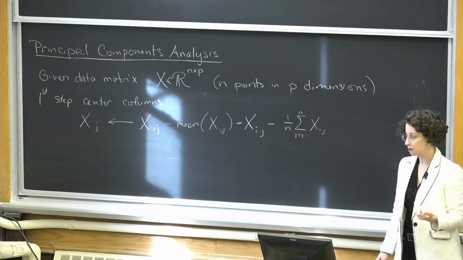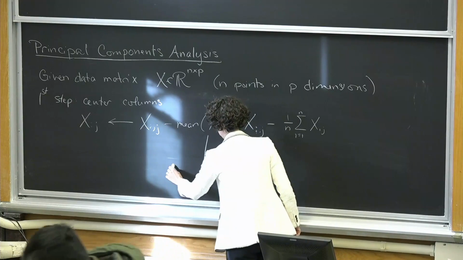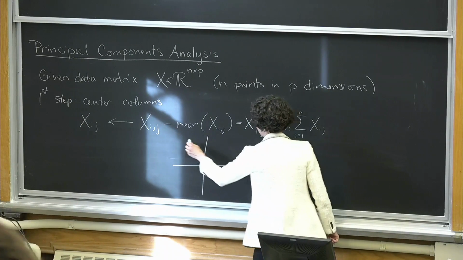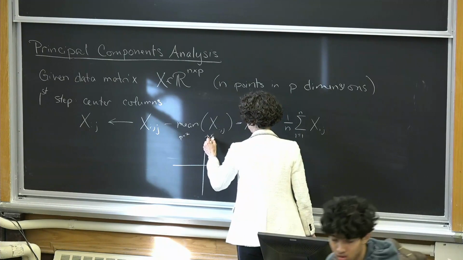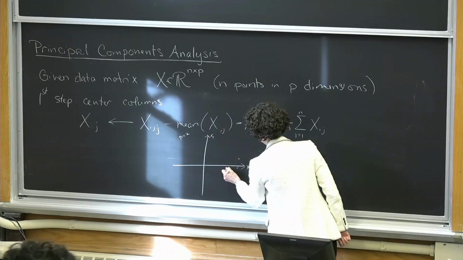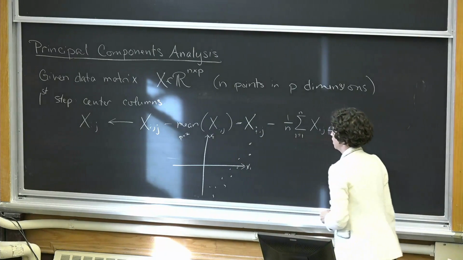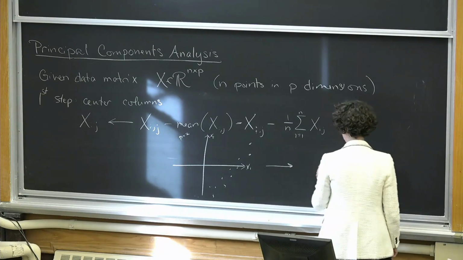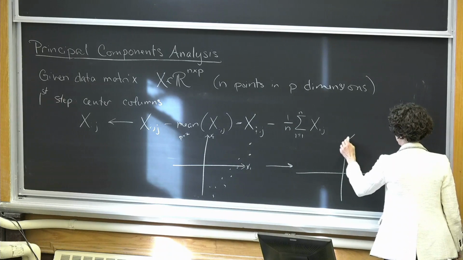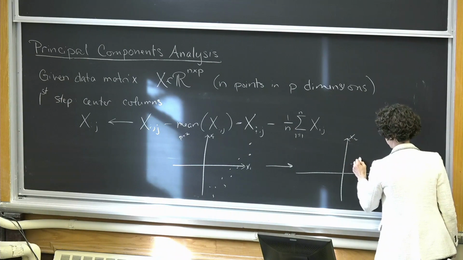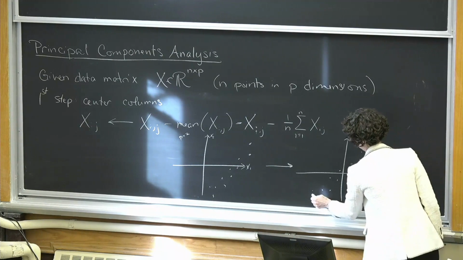Okay, now what's happening geometrically is, if my original data, so let's say that p is equal to 2, so here are my x1 coordinates and my x2 coordinates. Imagine that when I plot them, they all look something like this. By centering, all we're doing is making it so that they are centered around the origin. We've got the same overall distribution of points, we've just shifted it.